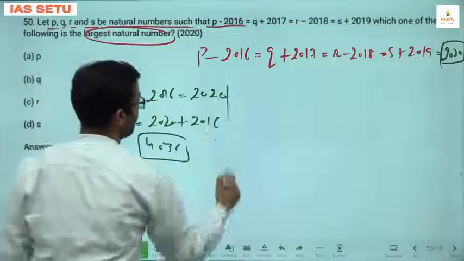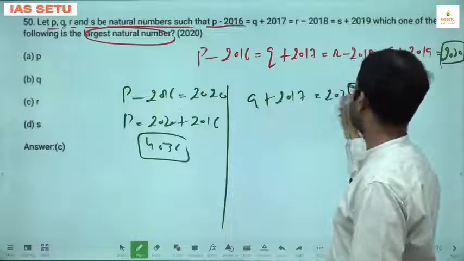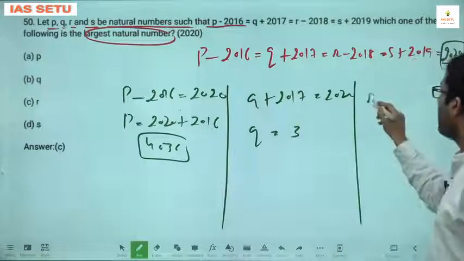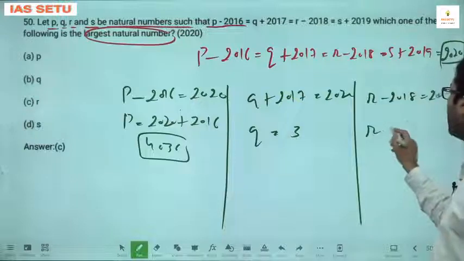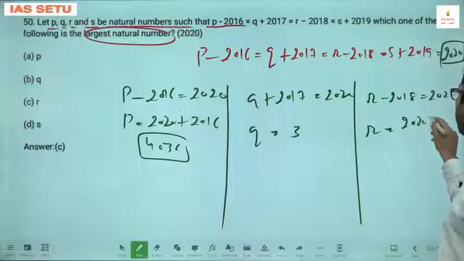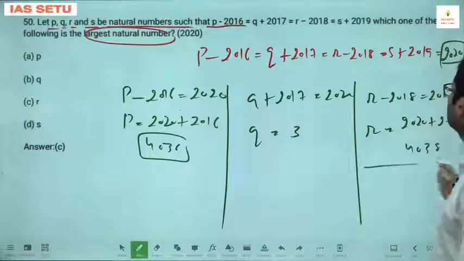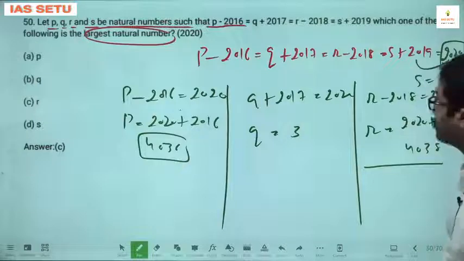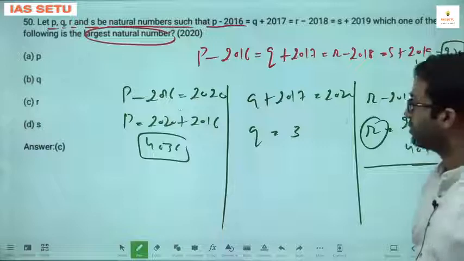4036. Q plus 2017 is equal to 2020. So you have to subtract, so Q will be 3. R minus 2018 is equal to 2020. You take the other side, R will be 2020 plus 2018. This is 4038. S: you take the other side, the value of S is coming 1. So which is the largest natural number? R, which is coming 4038.